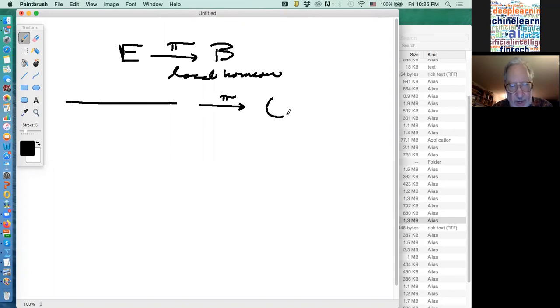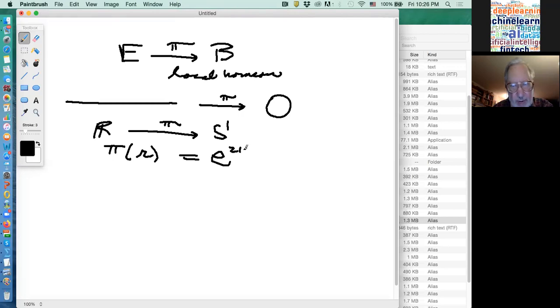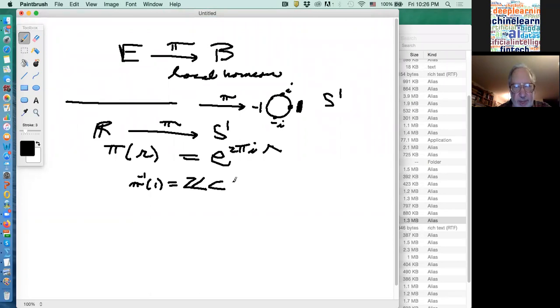And for example, I can map the real line to the circle by pi of r equals e to the 2 pi i r, right? Where I think of this as the unit circle in the complex plane, with 1, -1, i, and -i. And then the inverse image of 1 is equal to the integers sitting inside of the real line. Those are exactly the places where e to the 2 pi i r equals 1.